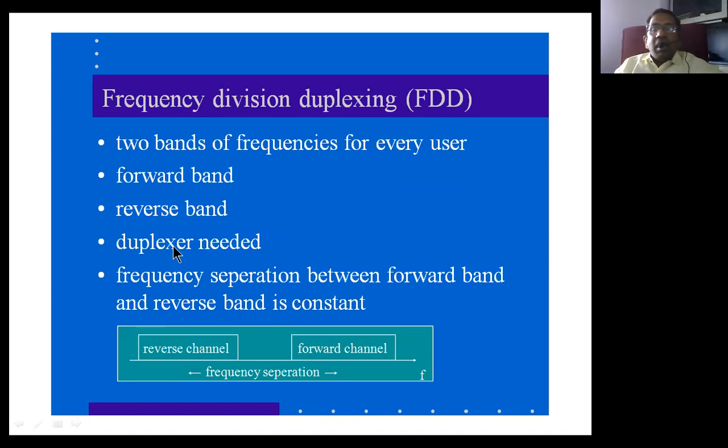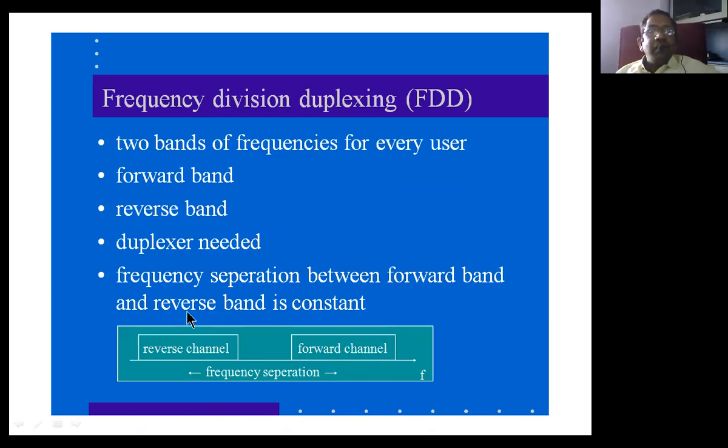So here the mobile unit has to receive signals and it has to send signals. Both it has to do. For receiving signals, one particular channel is provided, and for transmitting signals, another particular channel is going to be provided. And there will be some gap left between these two channels called guard bands.